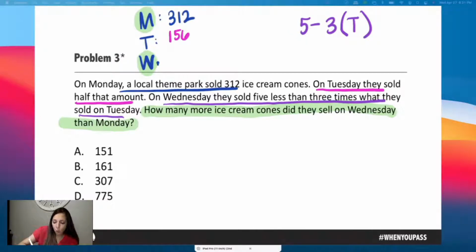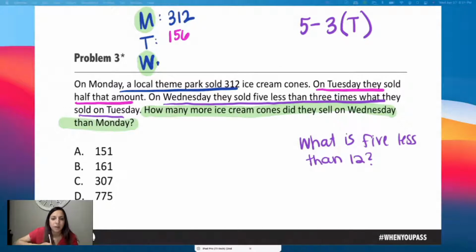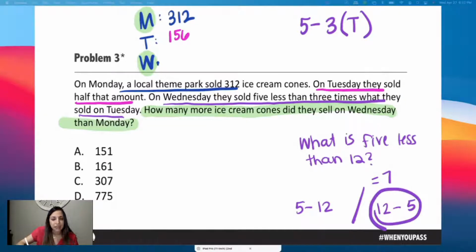If I said, what is 5 less than 12? What would you tell me? You would tell me 7. Did you do 5 minus 12? Or did you do 12 minus 5? You did 12 minus 5. 5 less than means something minus 5.